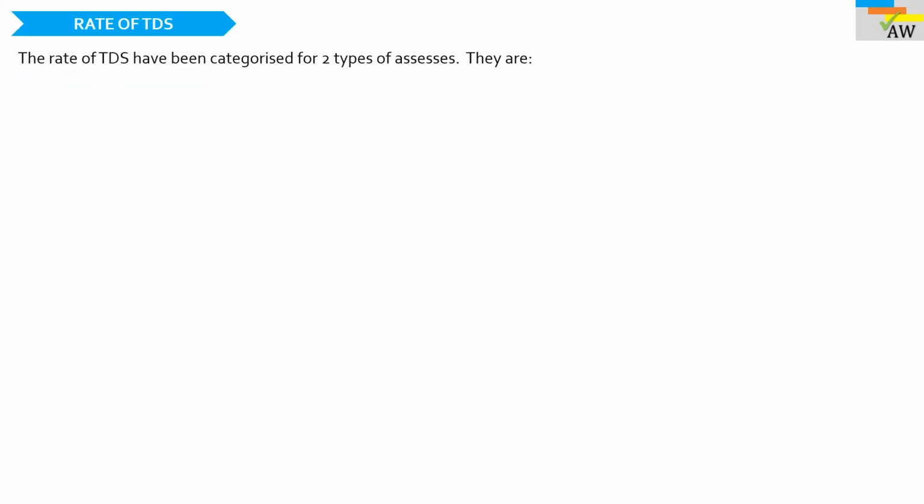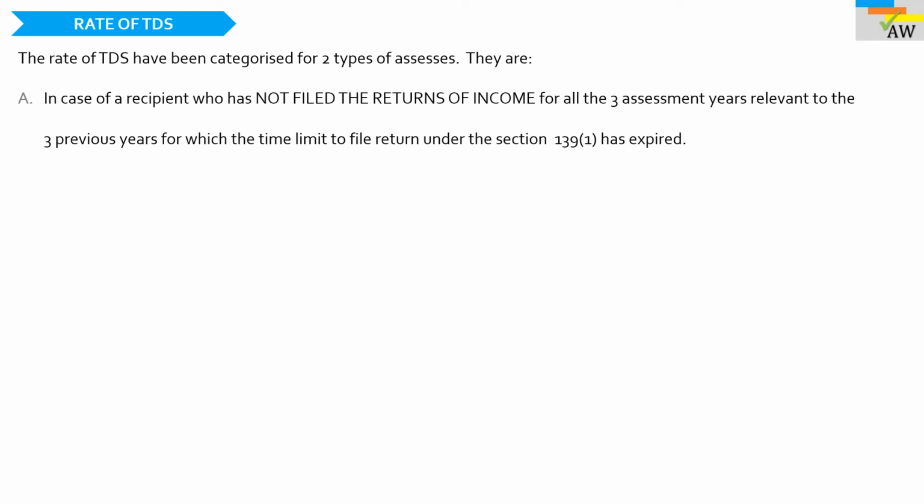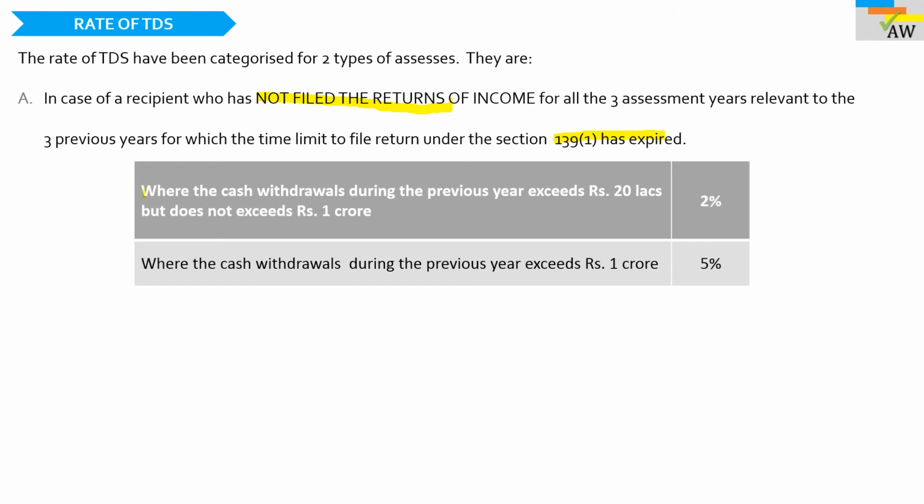Rate of TDS. The rate of TDS has been categorized for two types of recipients. The first is a recipient who has not filed the return of income for all the 3 assessment years relevant to the 3 previous years, for which the time limit to file return under section 139(1) has expired. For them, where the cash withdrawal during the previous year exceeds rupees 20 lakhs but does not exceed rupees 1 crore, the TDS rate has been set at 2%. Where the cash withdrawals during the previous year exceed rupees 1 crore, the TDS rate is 5%.